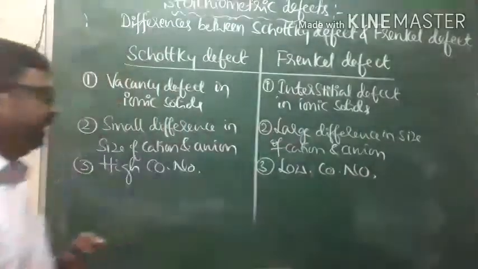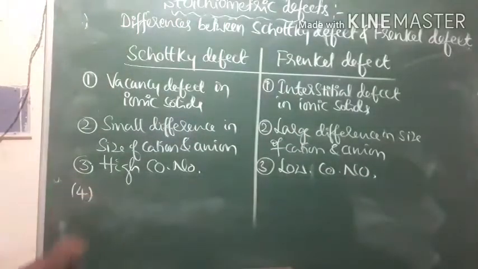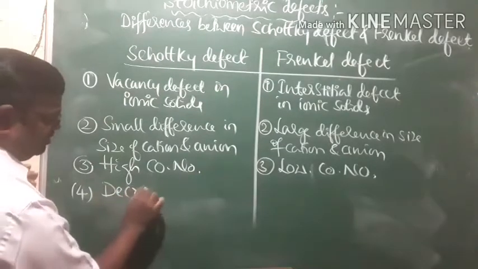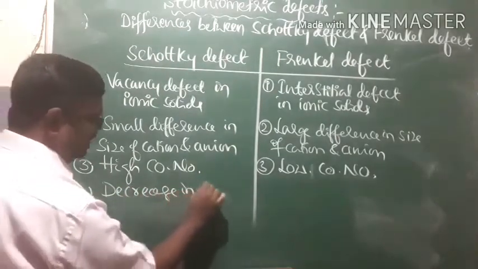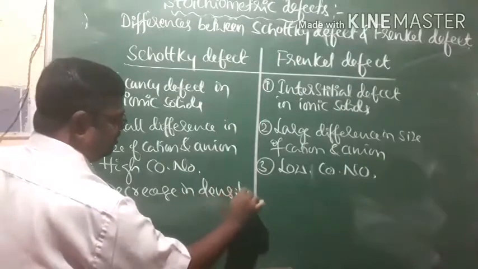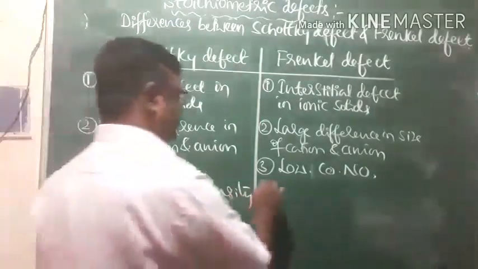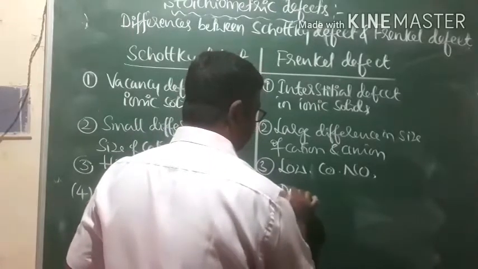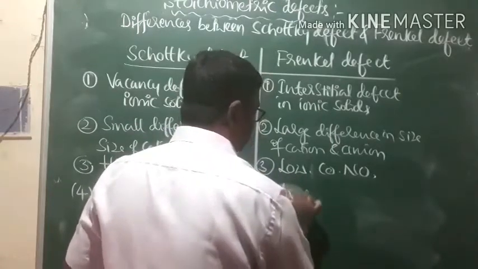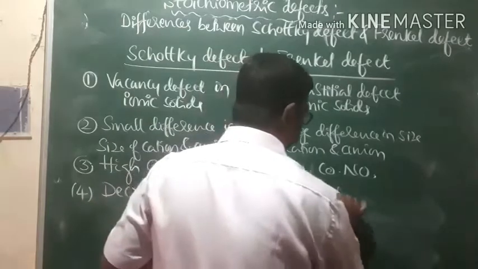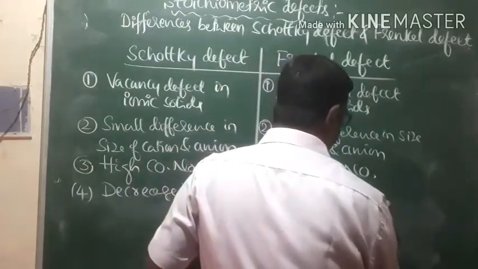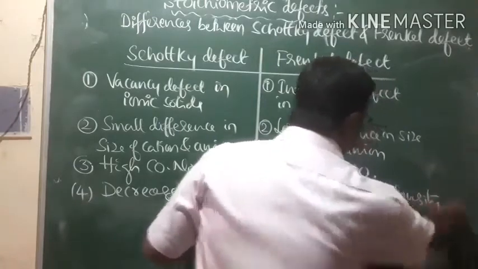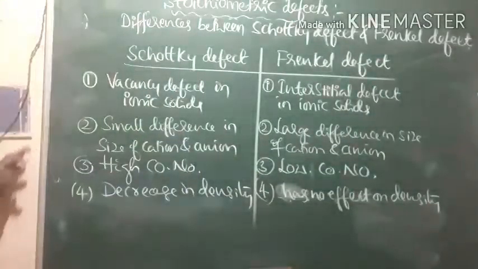That we also discussed. The fourth point here is Schottky defect results in decrease in density of solid. Here it is, density remains same. That is, it has no effect on density of ionic crystal.